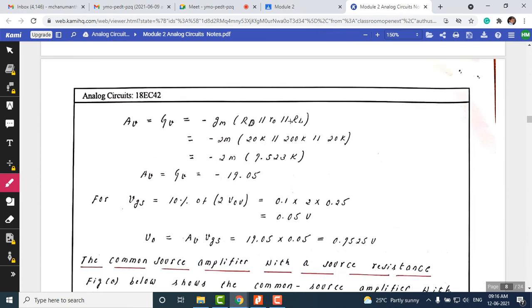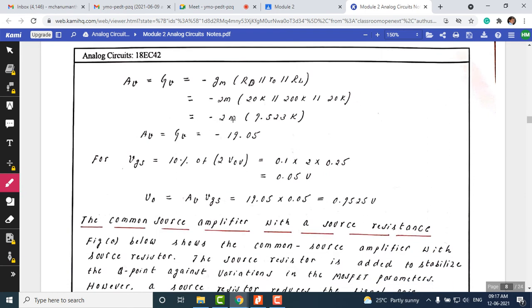So now, including this RL, we can calculate the overall equivalent resistance, and that should be multiplied with the transconductance, which is 2 milliampere per volt, and the value is going to be negative here. So Gv is nothing but minus 2 milliampere per volt times this equivalent value of the parallel combination, 9.523 k. Student should calculate all these things blindly.